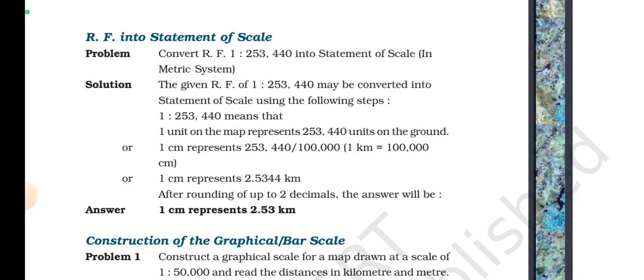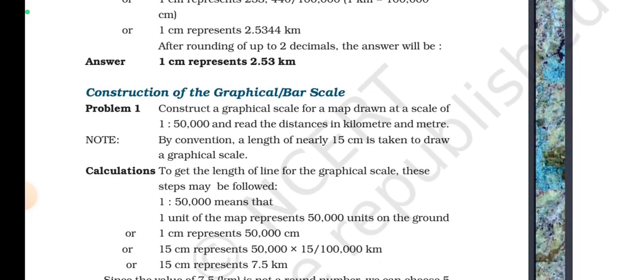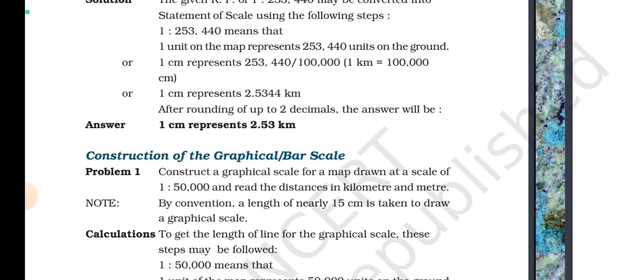So 1 centimeter represents 253,440 divided by 1 lakh, since 1 kilometer equals 1 lakh centimeters. So 1 centimeter represents 2.5344 kilometers. After rounding to 2 decimals, the answer will be 1 centimeter represents 2.53 kilometers. This is the statement of scale.